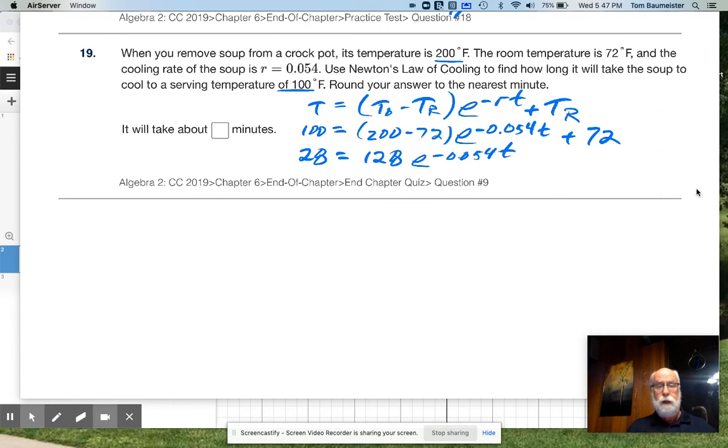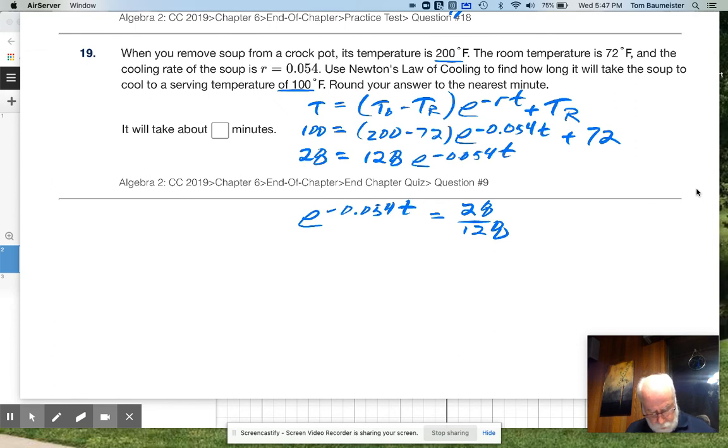Okay. Now to get E by itself, I'm going to have to divide by 128. So I'm going to have E to the negative 0.054 T. I'm glad they gave me this extra room. And that's going to be 28 divided by 128. Okay. So, oh man, we just did something like this before.